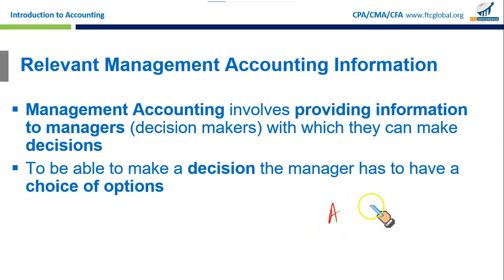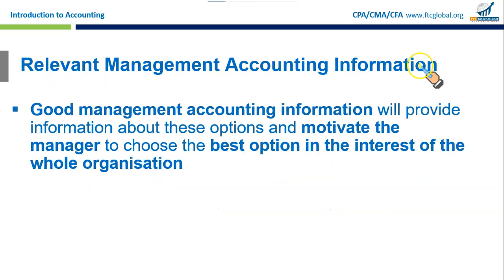Whether to make a product A or B, should we close a certain department X or Y, which geographical region should we enter, which new product should we launch, all these decisions require information. So we need relevant financial information for decision making. It says good management accounting information will provide information about these options, A or B, X or Y, L or M, and motivate the manager to choose the best option in the interest of the whole organization.